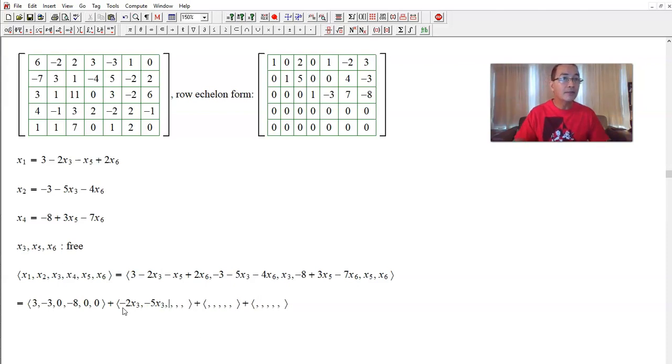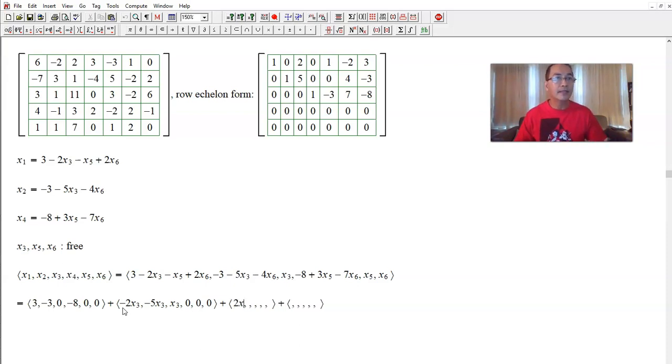Third component is a free variable, so we do write x3 there. There is no x3 in the fourth, fifth, or sixth components. Once you have your free variable, it doesn't appear to the right. So those are all zeros. Okay, our next free variable is x6.